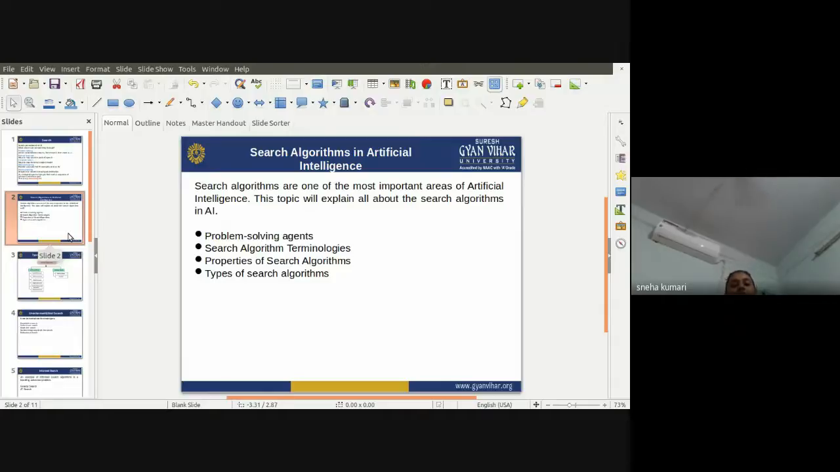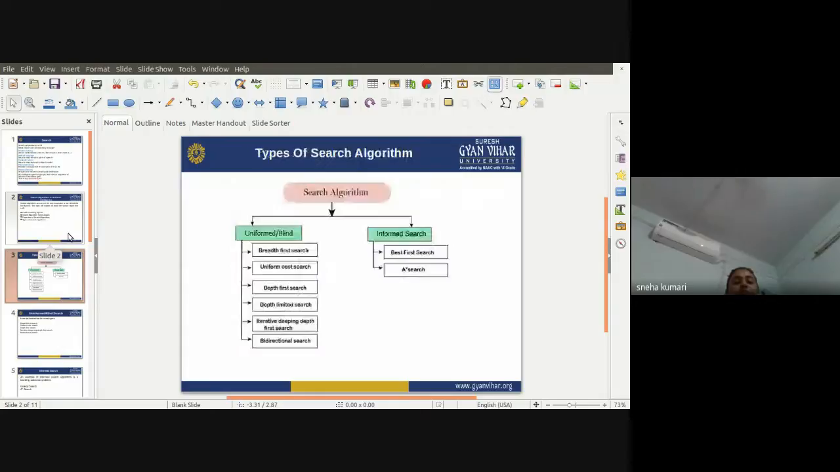Now next we will start the types of search algorithms. Okay, what types of search algorithms are present in artificial intelligence? So based on the search problem, we can classify the search algorithms mainly into two ways, right? First one is blind or uninformed search, and the second type is informed search. Okay, so the point is, what is uninformed or blind search?